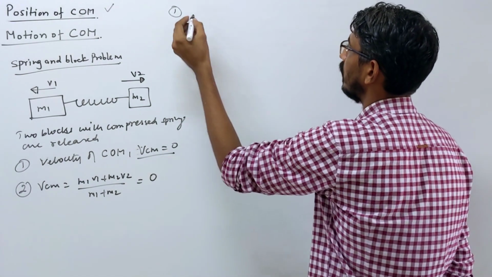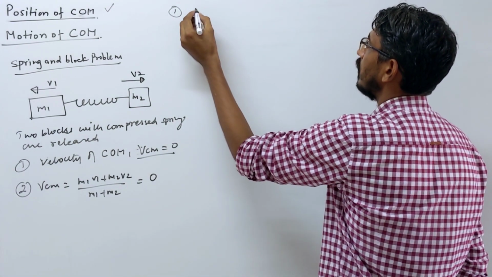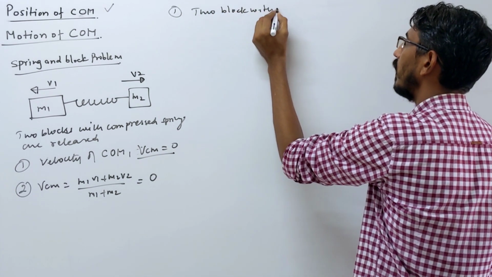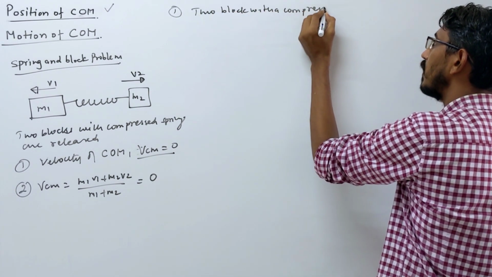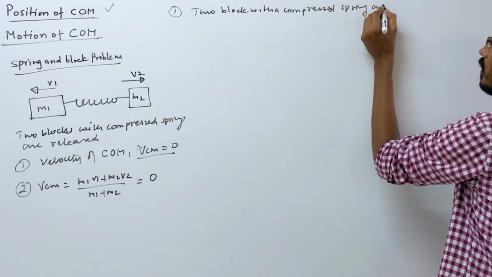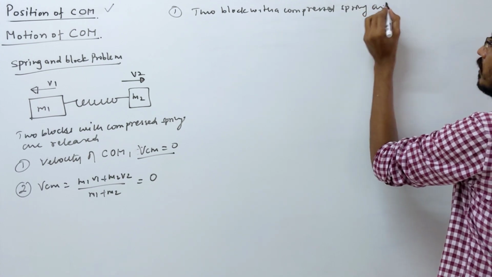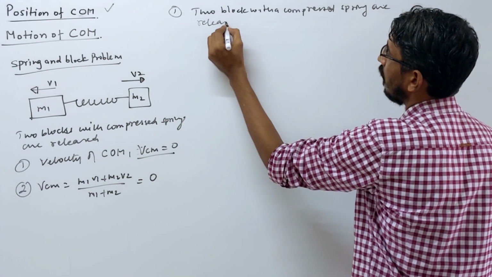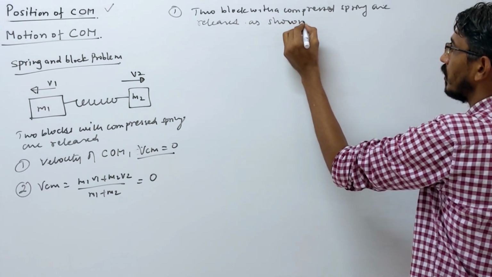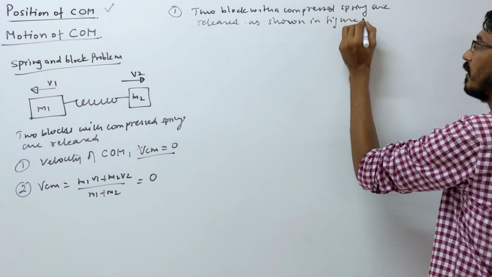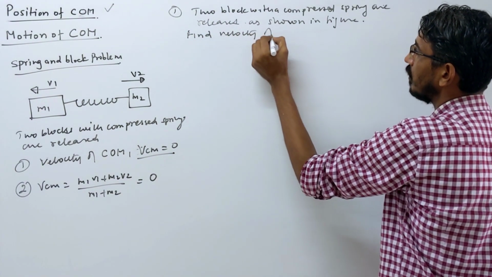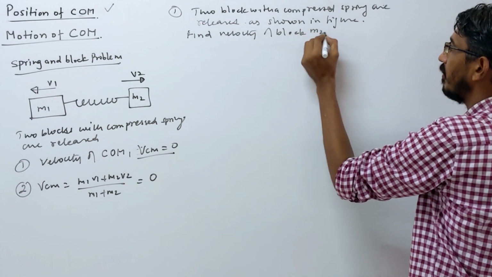Okay. For example, let's see a numerical here. Two blocks with a compressed spring are released as shown in the figure. Find velocity of block M2.